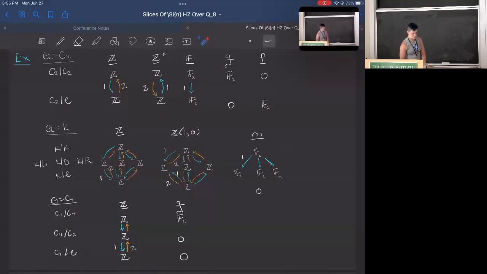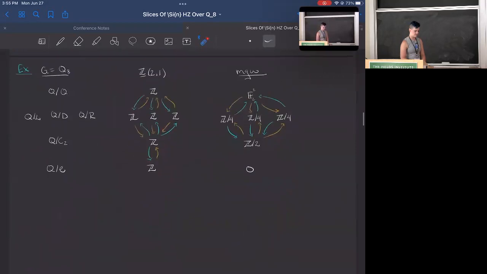And then whenever I have a Mackey functor that is a single F2 at the top and zeros everywhere else, that Mackey functor is going to be called G. So if I refer to G, it could be over C2 or Klein 4 or C4. It will be apparent by context.